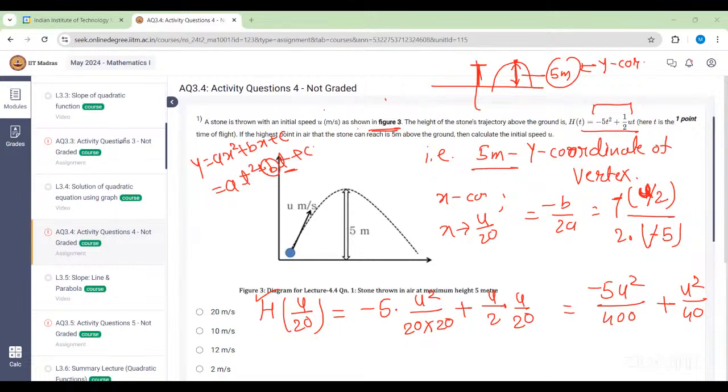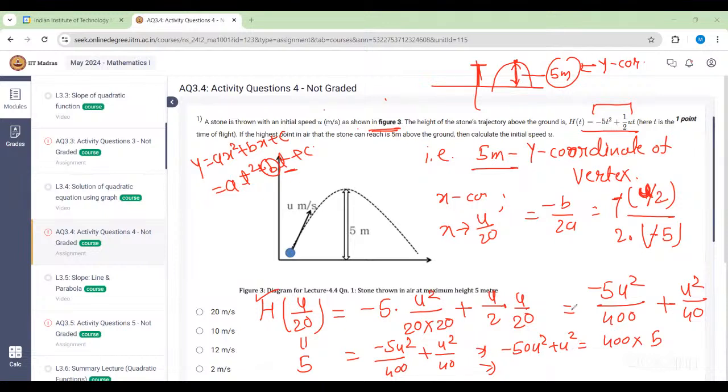So this is equal to, if you compute the LCM, what is given to us is that the y coordinate of the vertex is 5. That means 5 is equal to minus 5 u square by 400 plus u square by 40. Which implies, if I compute the LCM, it will be 400. And here I'll get minus 50 u square plus u square is equal to 400 multiplied by 5.